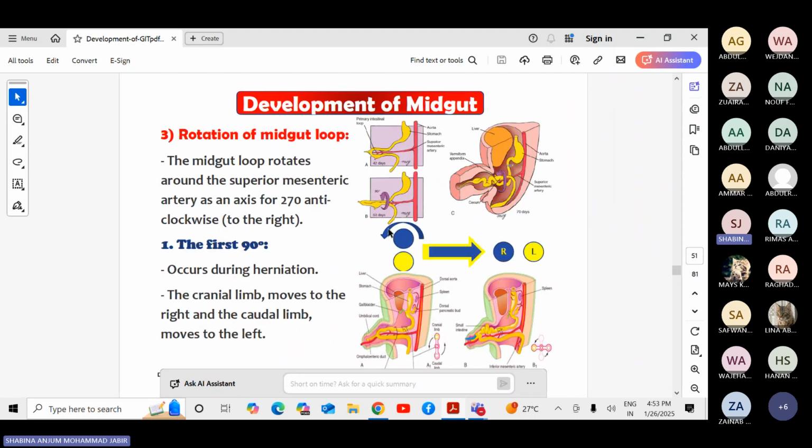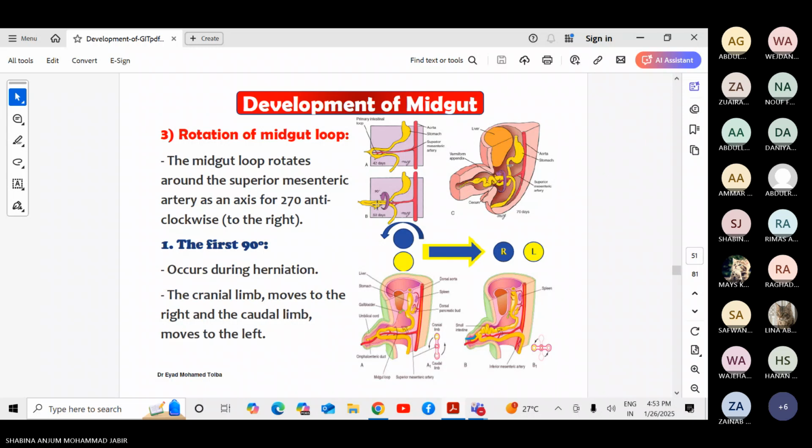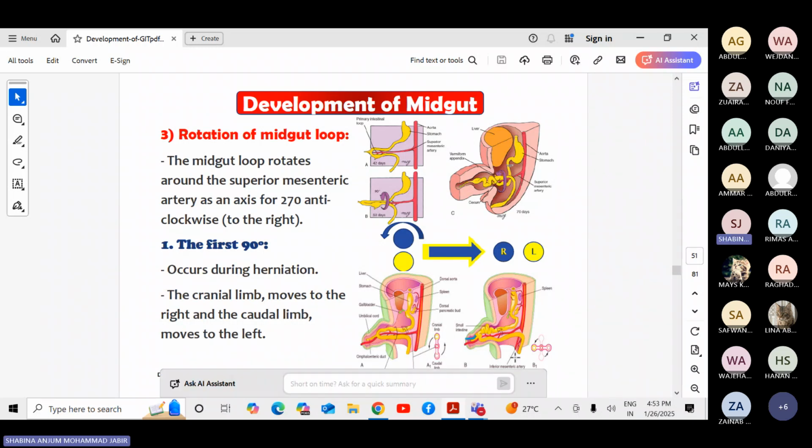So again here we can see. Now what happened is that our jejunum and ileum are in so much rotation. Why has the transverse colon gone up, and why are the descending colon and ascending colon not together in one place? Because there is something called rotation of the midgut loop.